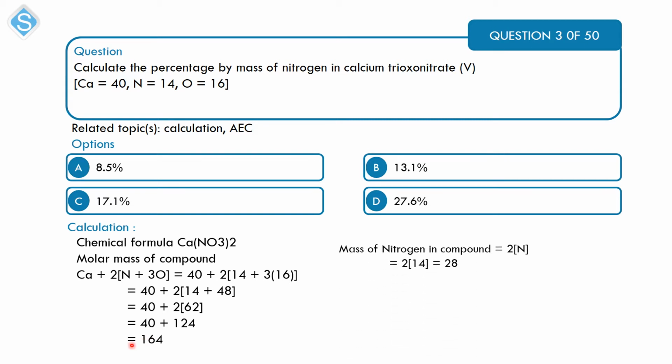The next thing that we do is find the mass of nitrogen that you have in the compound. You have only 2 nitrogen in the compound. That is this 2 here multiplied by the nitrogen here. You have 2 nitrogen in the compound, and that will be equal to 2 times the atomic mass of nitrogen, which is 14, and that is 28.